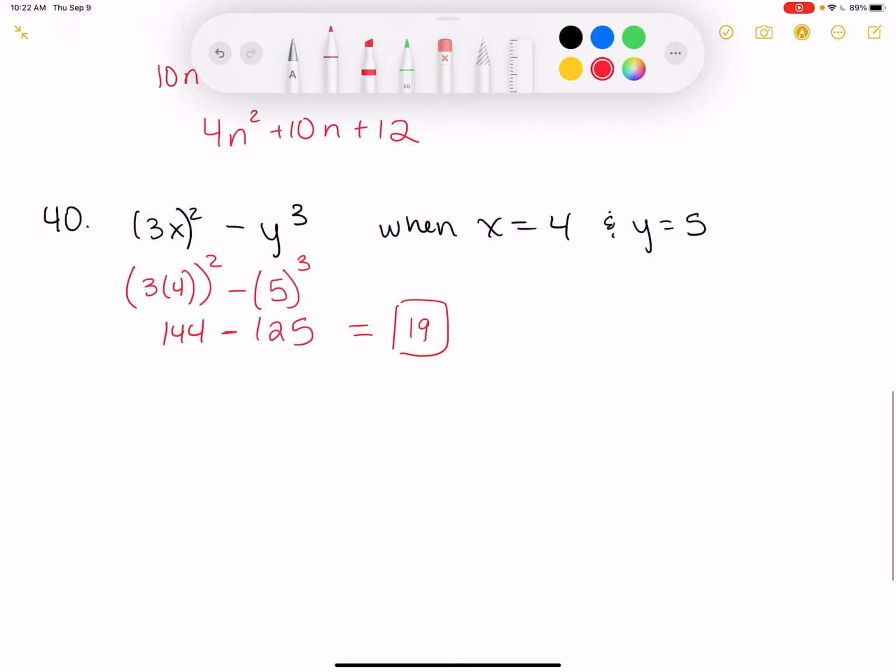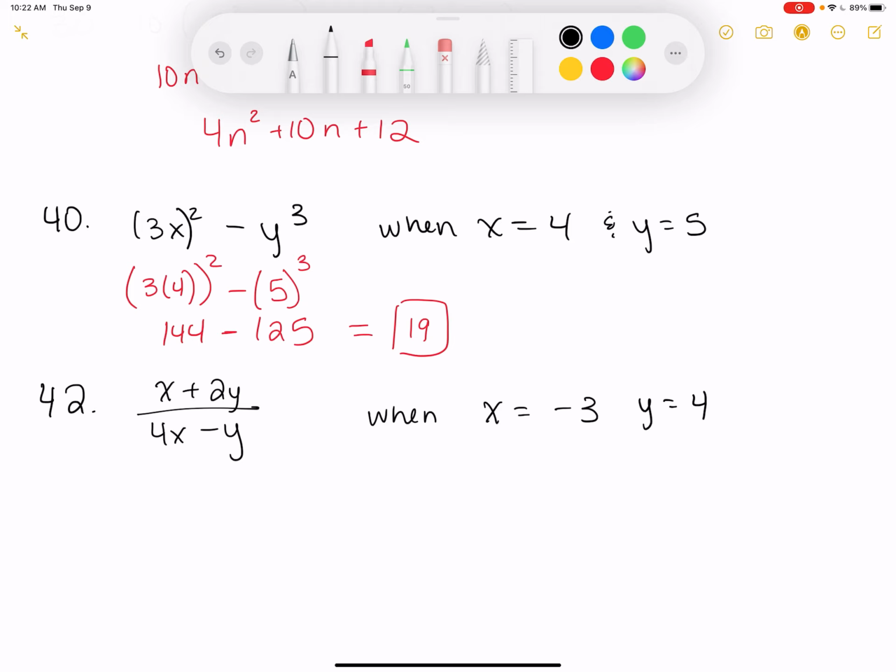All right, I'll let you guys try this next one again on your own. So it's x plus 2y over 4x minus y when x is equal to negative 3 and y is equal to 4.